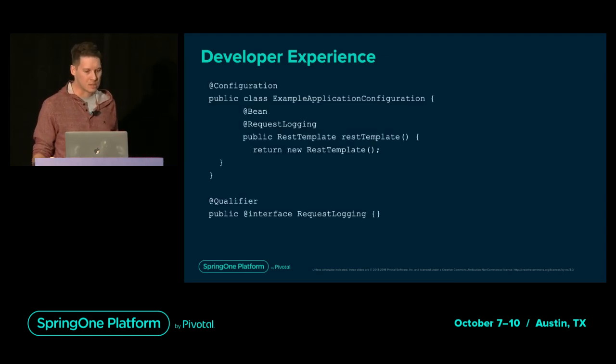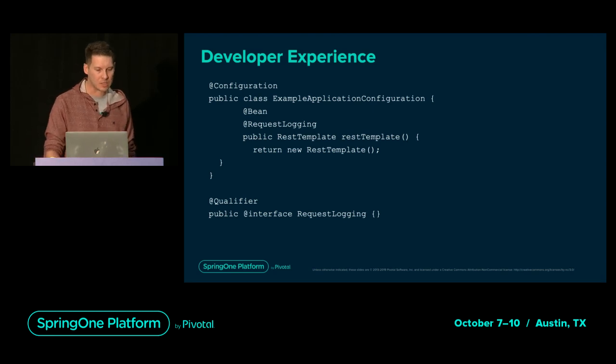Okay, so let's take a look at what that looks like in some code. So here you can see this is the developer experience we're looking for. We provide the standard configuration class, the standard REST template bean, but we've added this new annotation called request logging. Now this annotation is what you call, I think it's called a meta annotation. And it's one that you can use to wrap other annotations. So in this case, we're actually going to be wrapping Spring's @Qualifier. And this gives a little bit of information to Spring to do some selective dependency injection.